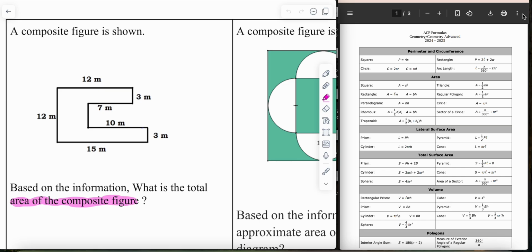Okay? So we need to find the area of this composite figure. So everything is composite, it's made up of different shapes. Now, we might not be able to identify the different shapes as is. So when you see a question like this, what you need to do is split the figure into shapes that we can easily identify.